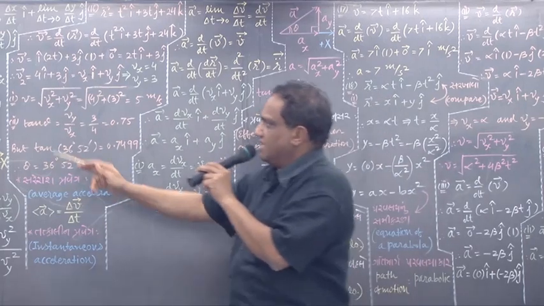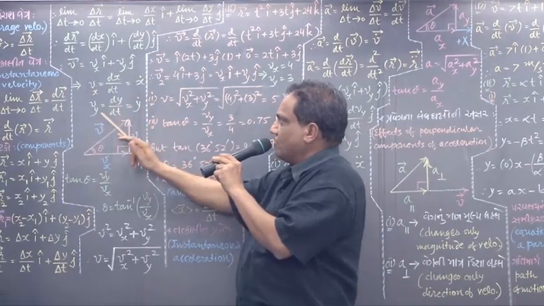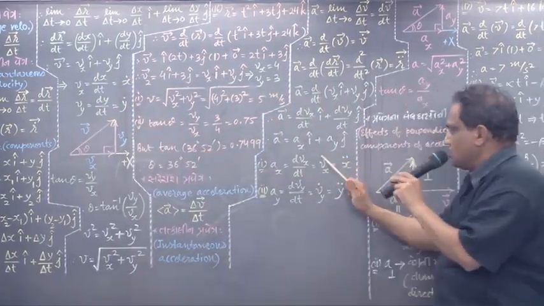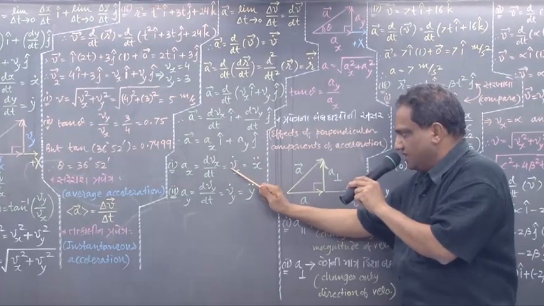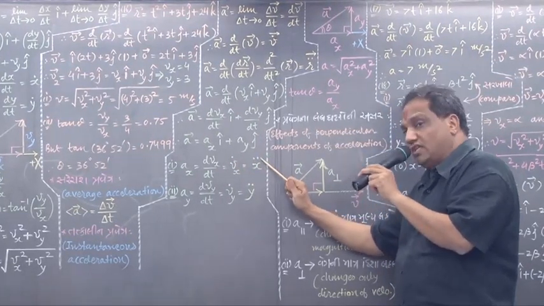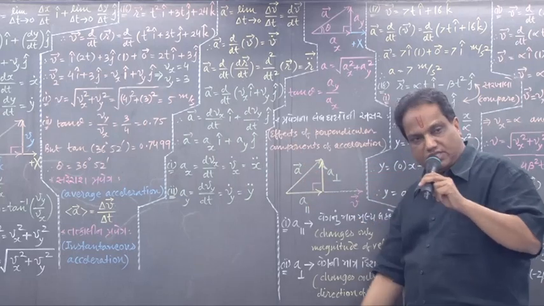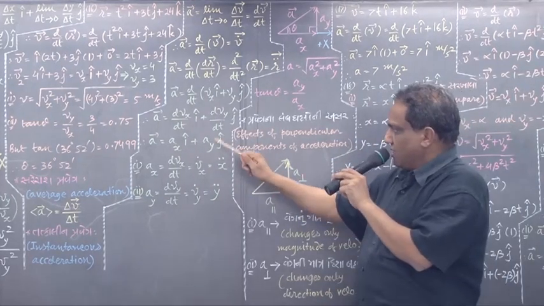But vx itself is x dot. This dot I am writing already. But vx itself is x dot. So altogether it is x double dot. Similarly, compare these two.